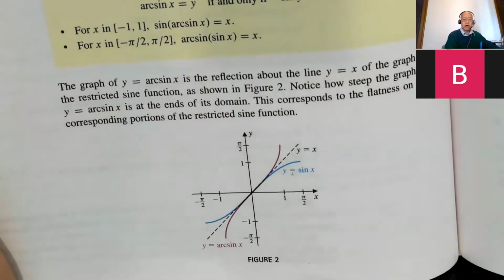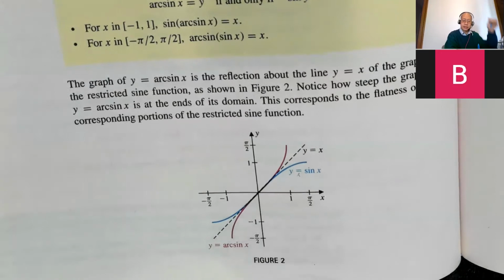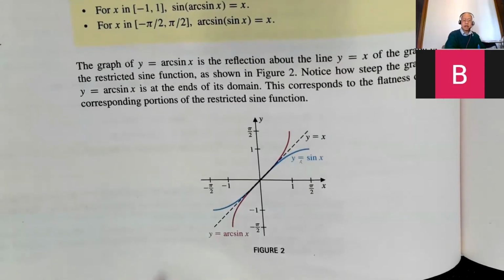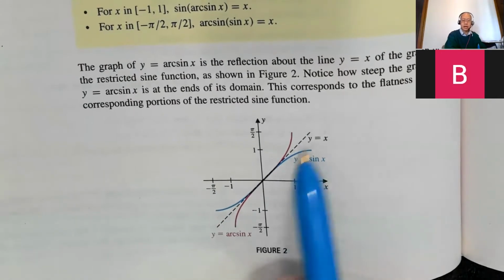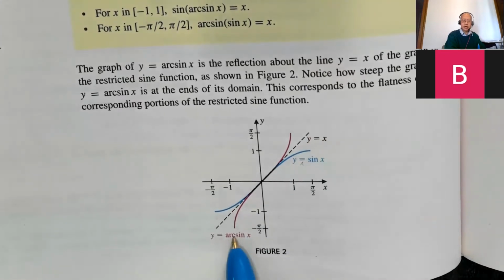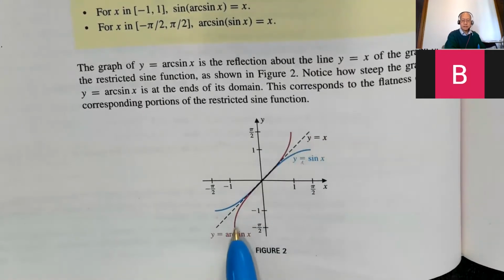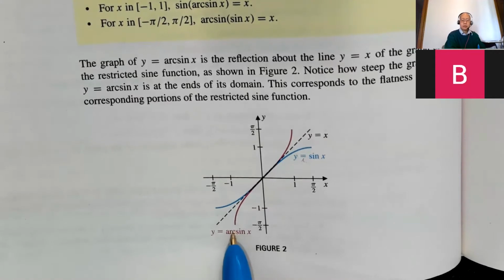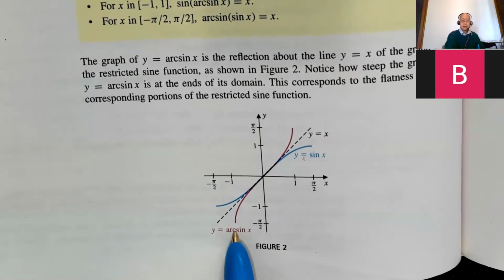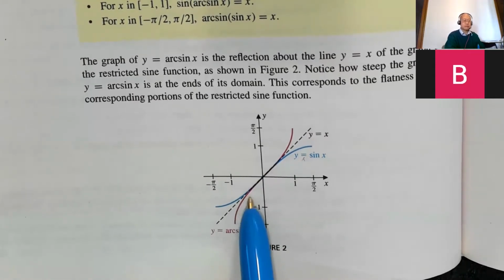You don't have to worry about the graph of arc sine, but here it is. Sine between negative pi over 2 and pi over 2 looks like that. If you reflect across the line y equals x, it looks like that. Somewhat similar. Just to show you the graph exists, but don't worry too much about it.